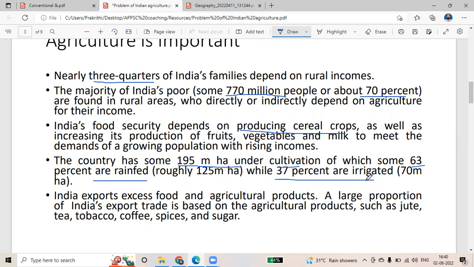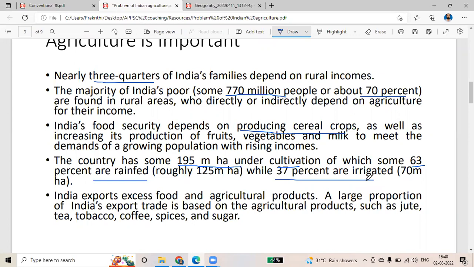So that is also a big problem, irrigation. We are the second largest country using irrigation facilities after China. Still, we are facing many areas with irrigation problems.